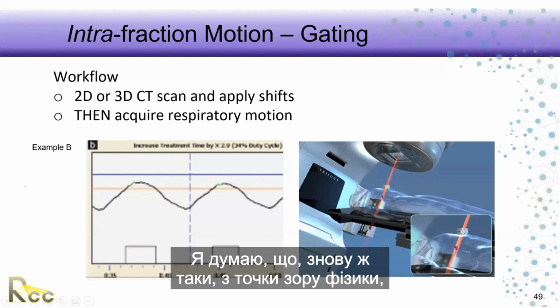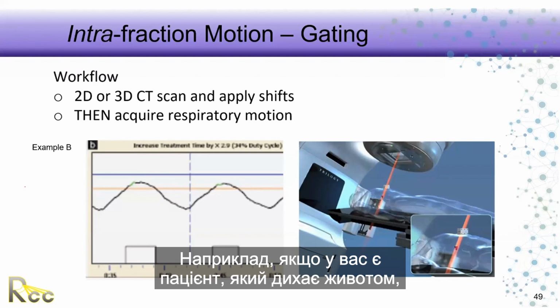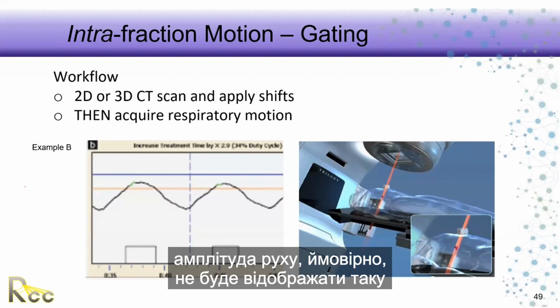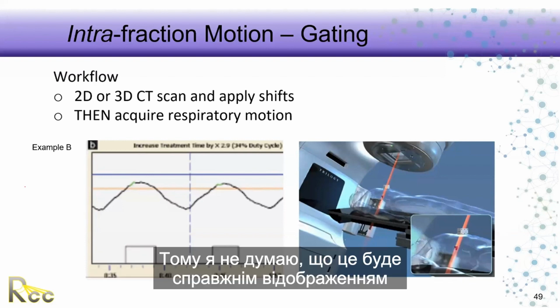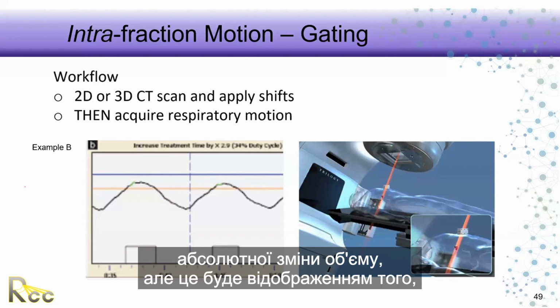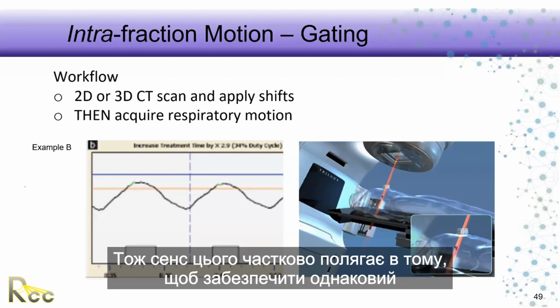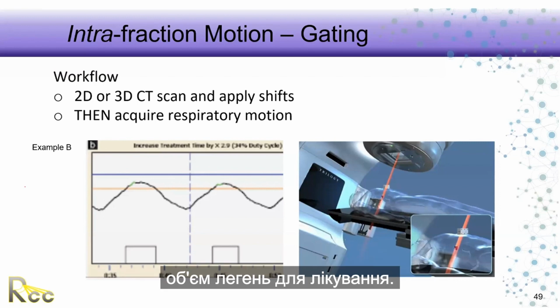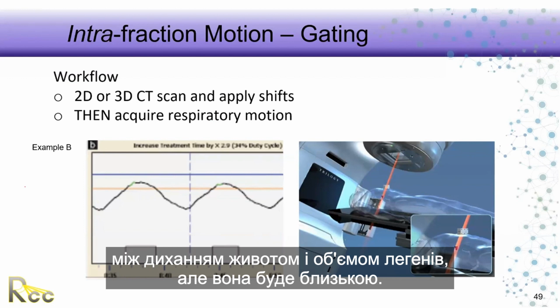I think, again, from a physics perspective, you're doing the best you can. If you do have a belly breather patient, the amplitude of the motion probably won't truly reflect the same change in lung volume, but it will reflect somewhat. So I don't think it will be a true reflection of absolute volume change, but it will be a reflection that the lung volume is changing. The point of part of this is to ensure that you're doing your treatment at the same lung volume. So I think it's a fair assessment, but it won't be an exact reflection between belly breathing and lung volume, but it'll be close.